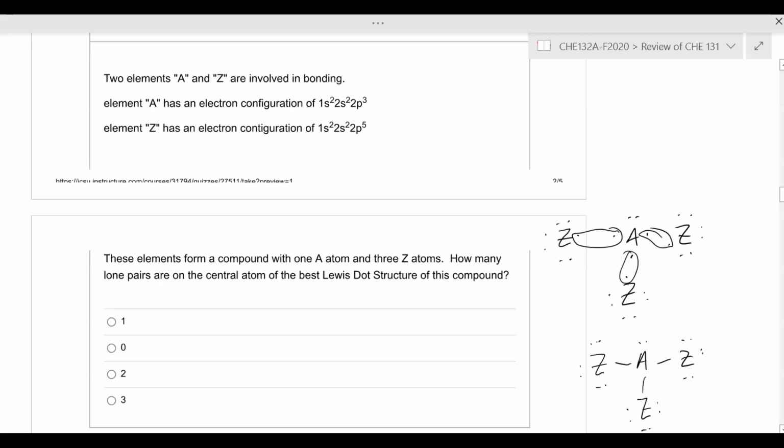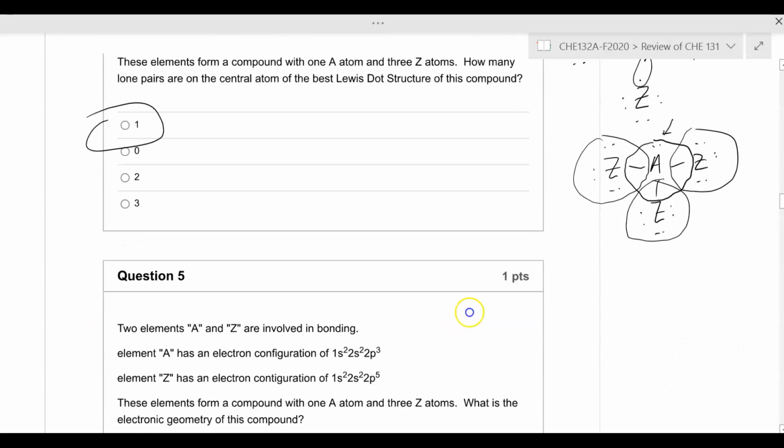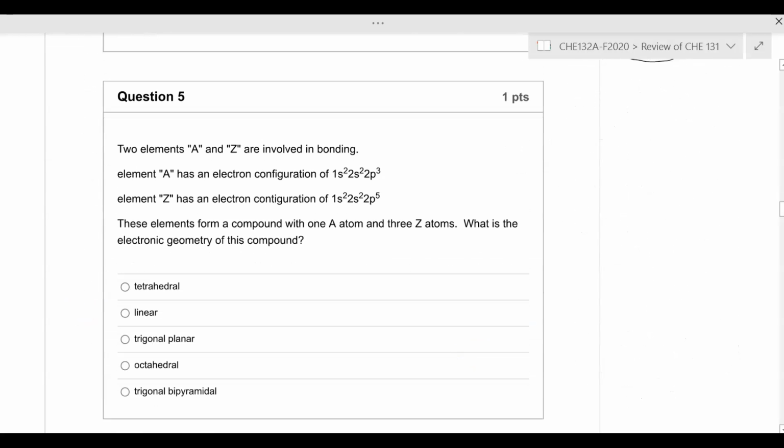We decided that, so we had 5 valence electrons, and here we have 7 valence electrons, and we got 3 of them. So that's 21 valence electrons plus 5, 26 total valence electrons. I have 8 around this Z, 8 around this Z, 8 around that Z. That's 24, and then my 26 is there. If I'm counting octet rules, I just counted them for the Z's. When counting for A, I count those shared bonds for A as well, so it's got an octet as well. So the question is, how many lone pairs are on the central atom? The answer is 1, which is a way they'll ask you in a multiple choice question to get a structure correctly.